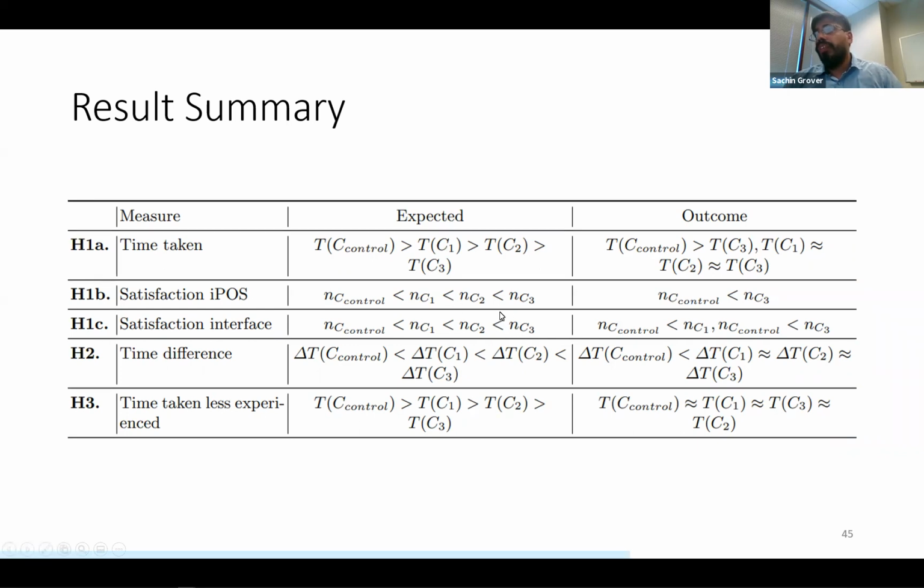So just to give you a summary of the expected results, for example, the time taken would be more for control as compared to condition 3. We found that the only outcome that showed improvement was for condition 3, and the rest were all similar. Similarly for satisfaction, however, satisfaction with the interface actually had no change for C1. The number of people who actually liked the feedback was more, and similarly for hypothesis 2, there was only improvement between condition 3 as compared to control. Rest were all null results in both H2 and H3.